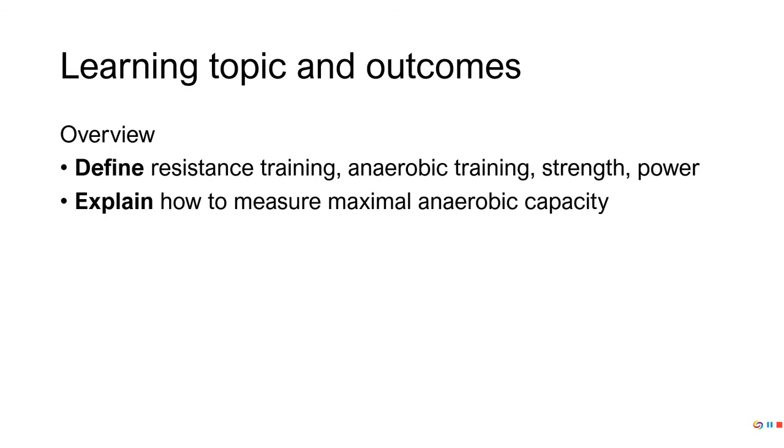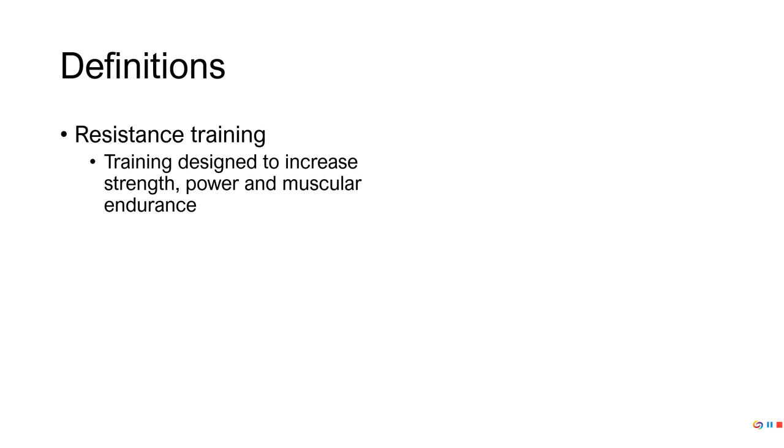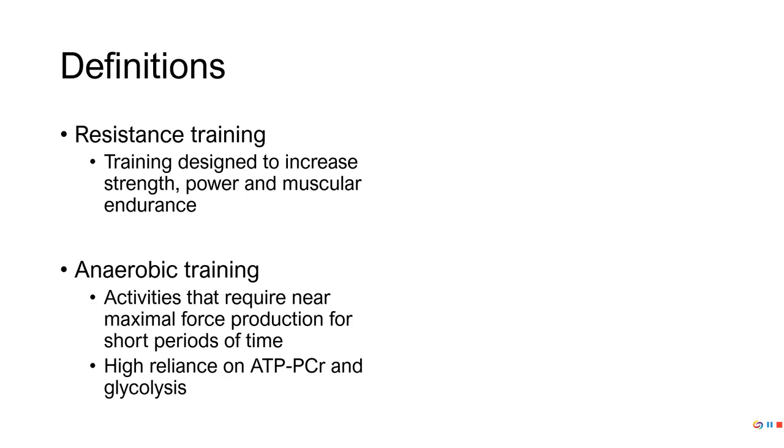So we've got four words we need to get the definitions of. So first is resistance training. And like it says here, this is training that's designed to increase strength, power, and muscular endurance. Now, oftentimes resistance training goes hand in hand with anaerobic training, but anaerobic training, these are activities that require maximal force, and as a result, they only last for a very short period of time.